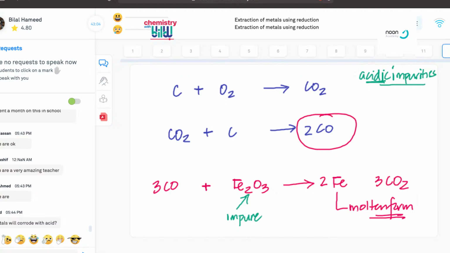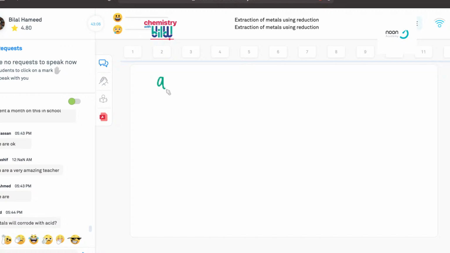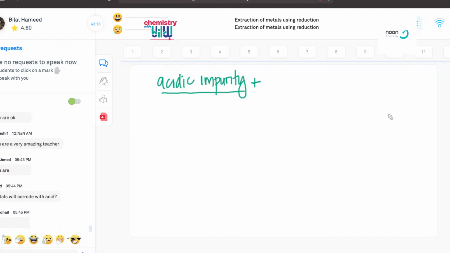So now let's talk about this. If I have acidic impurity, what can I remove it with? I need to react with something. So now this is something that people will have to learn right now, because we have to do acid bases after this, is that calcium oxide is a good guy that removes acidic impurities.